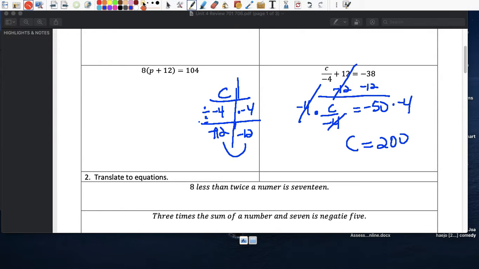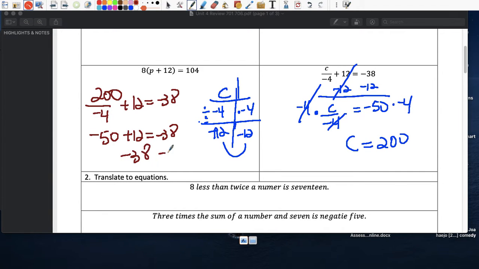We can substitute now to check if our equation is correct. So we get 200 over -4 plus 12 equals -38. 200 divided by -4 is -50. Plus 12 equals -38. And they are the same.